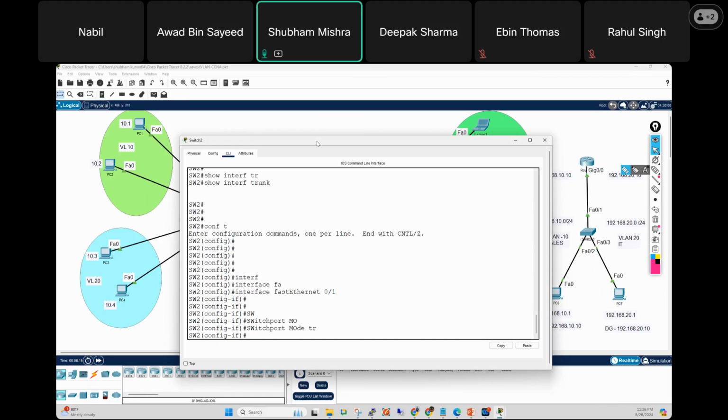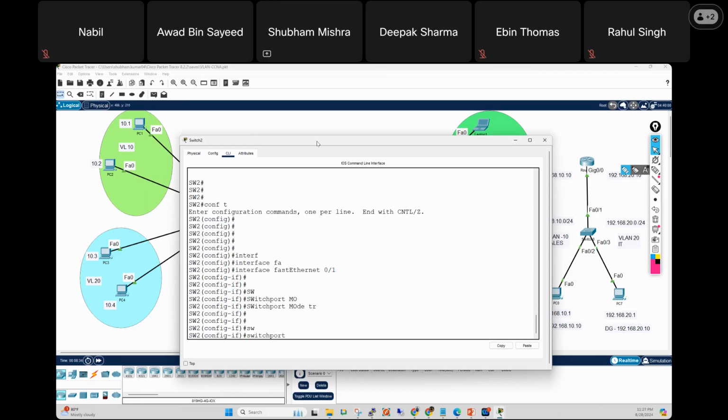But in Packet Tracer, you can write it directly, and Packet Tracer chooses .1q by default. Even in modern switches, you will get .1q. But what is the best practice? You have to configure the encapsulation protocol first.